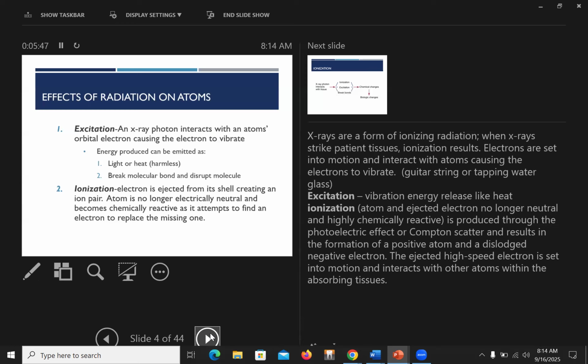So if you have one negative and one positive, now they're going to be looking randomly for a pair. The atom's no longer electrically neutral and it becomes chemically reactive as it attempts to find an electron to replace the missing one. So it could come up with something that's not necessarily healthy. It could pair with something and make some new combination that's not necessarily healthy for you.